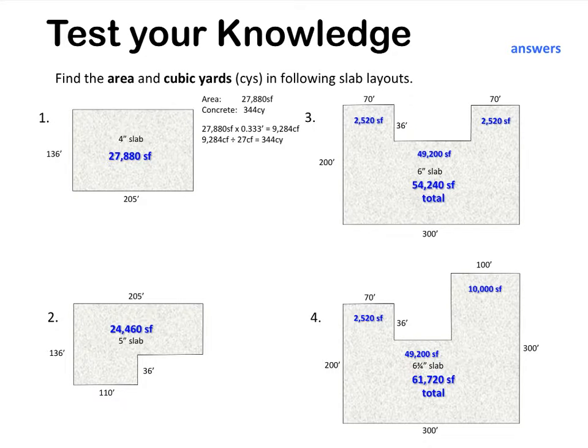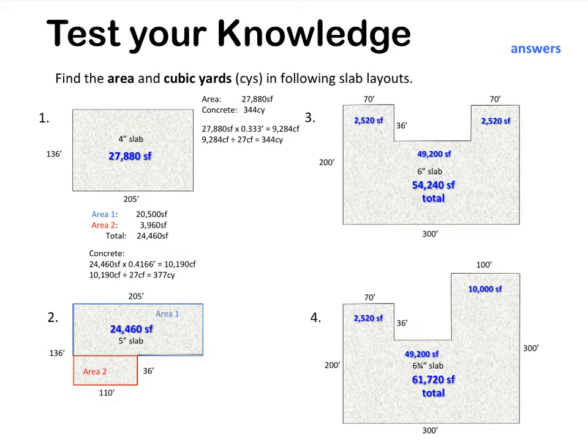Number 1, we have an area that is 136 times 205, and that's pretty easy. You just multiply that out and you get 27,880 square feet. Take the square footage times the 4 inches thick, and the decimal equivalence is 0.333 feet. When you multiply that out, you get 9,284 cubic feet. When you divide it by 27 cubic feet, you get 344 cubic yards.